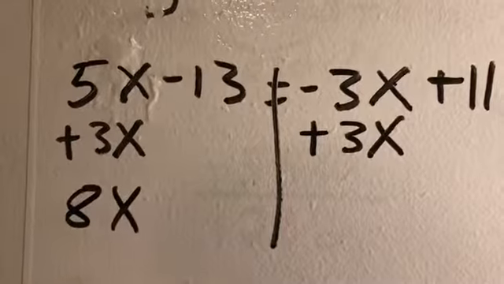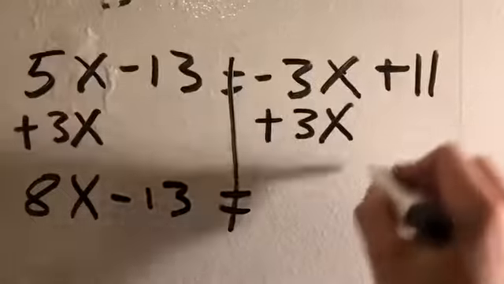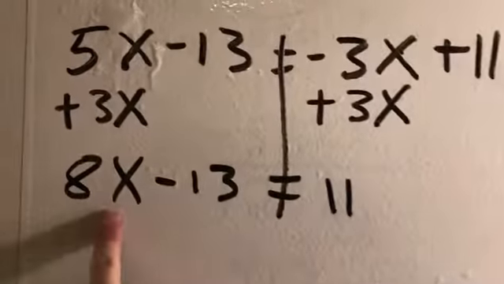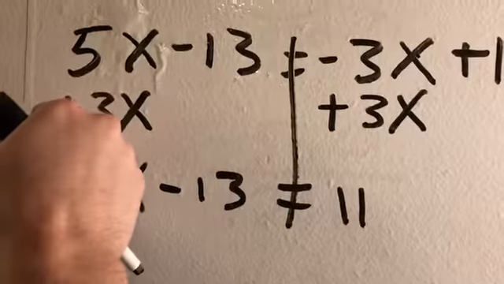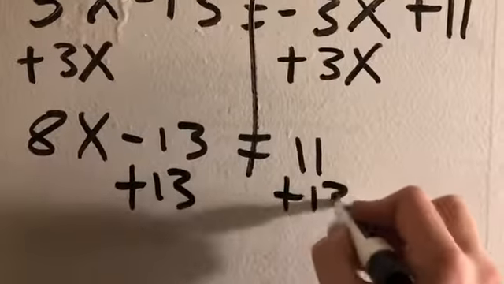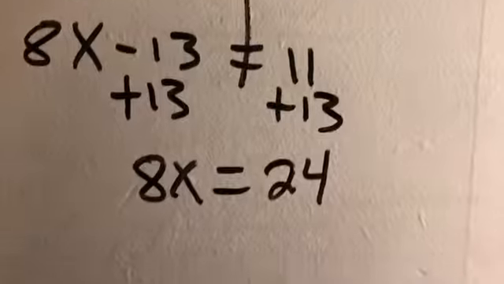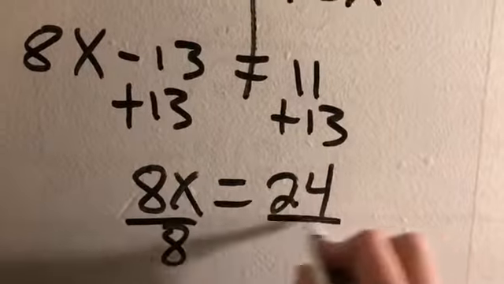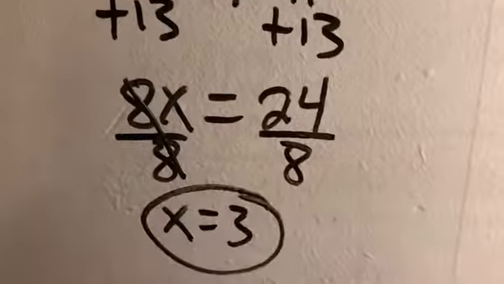5x plus 3x is 8x. We haven't touched that minus 13. Equals, we haven't touched that positive 11. Now I'm solving here. I need to get rid of the 8 and the negative 13. Keep the closer number till the end. So I'll add the 13 and get 8x is equal to 24. 8x is multiplication, so the opposite is division. And so we'll get that x is equal to 3.